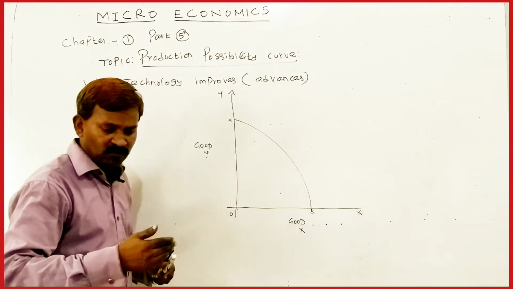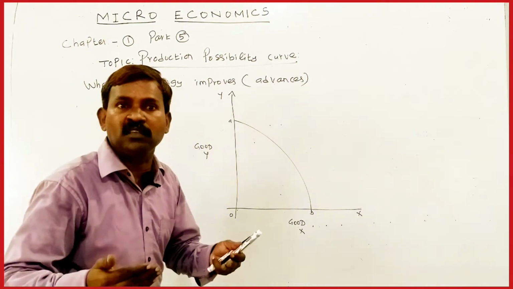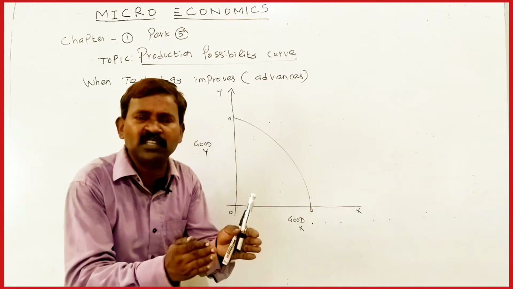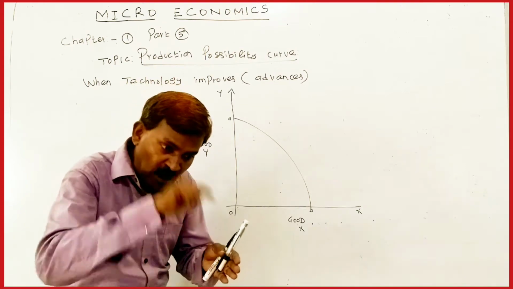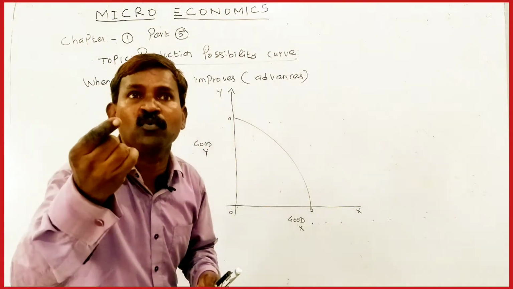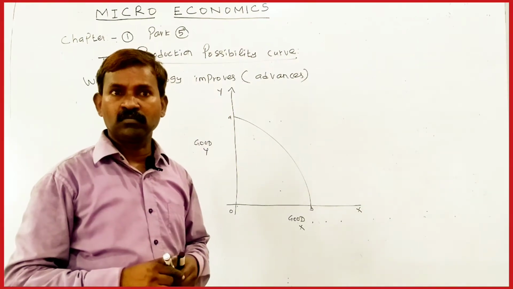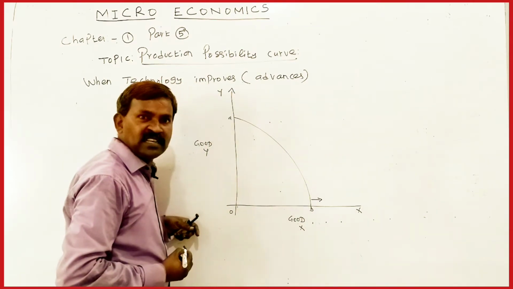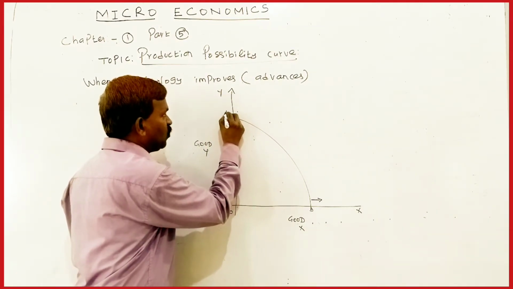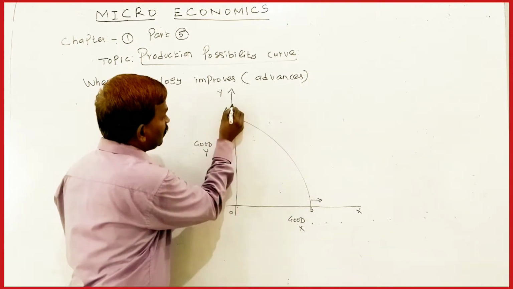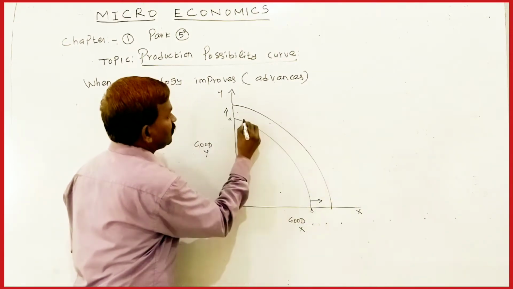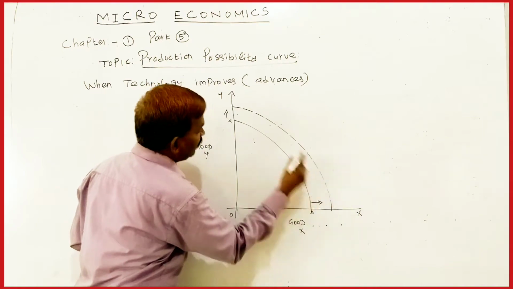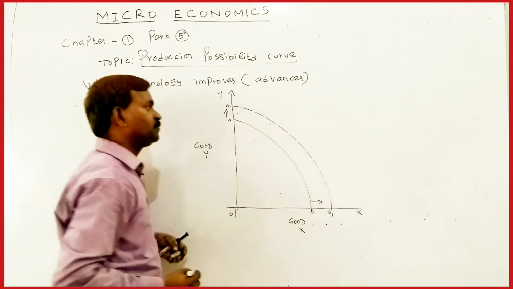Now what will happen when we find a new technology, when we invent an advanced technology? What happens with the same resources? With the same resources, now the economy can produce more units of both the goods than before. So what happens due to the advanced technology? The production of good X increases. And what happened to the production of good Y? Production of good Y also increases. Therefore, the new PPC will be A1 B1.